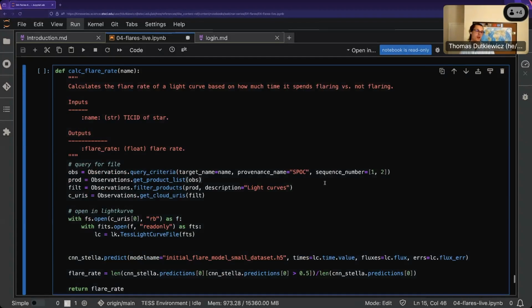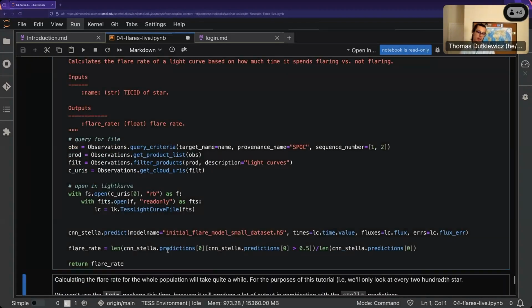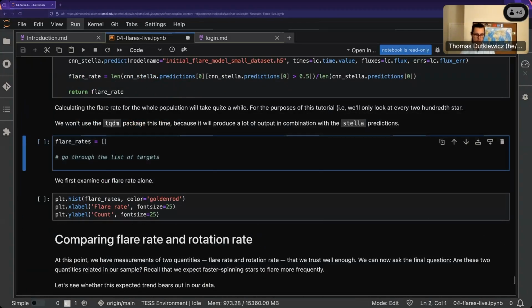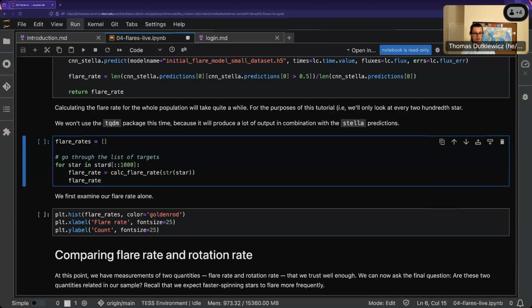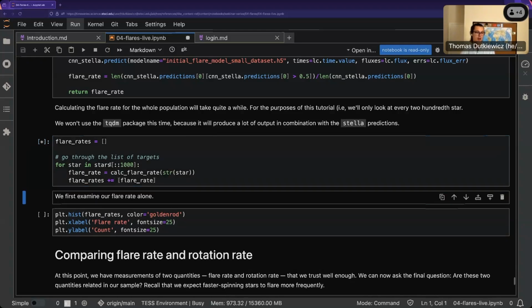Again, if we just repeat what we've done above, such that you pass in a name and you get out a flaring rate based on the same model, we can assess the flaring rates for all of our targets. So for star in every 1,000 stars, the flare rate is calculated, flare rate. And we'll pass in star name as a string. Again, I don't know that that's actually necessary. Flare rates plus equals the current flare rate that we've calculated, and that should give us a nice array.